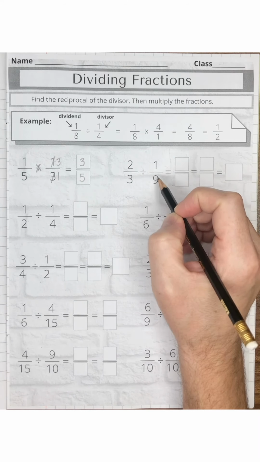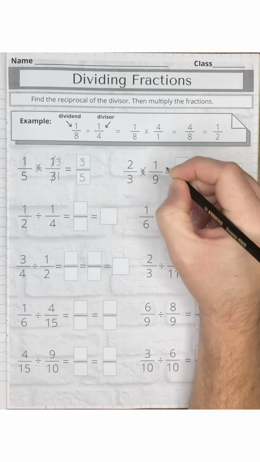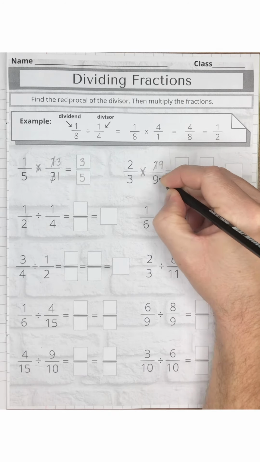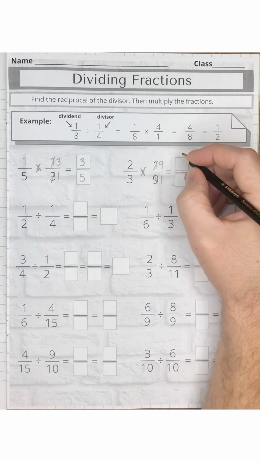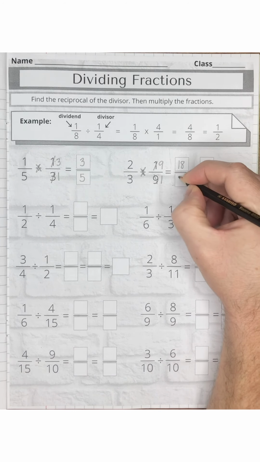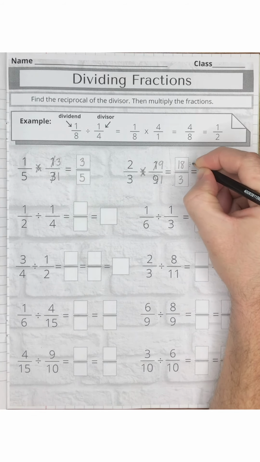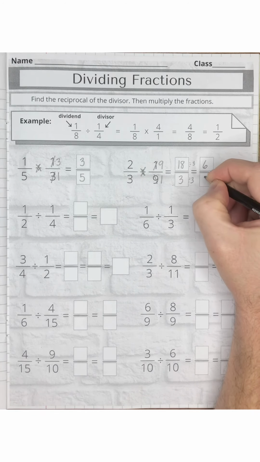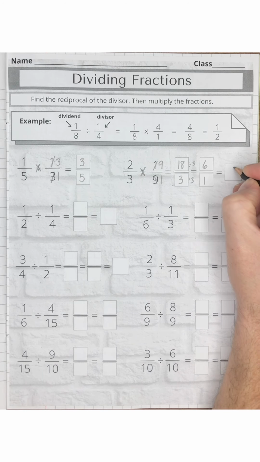2/3 divided by 1/9. First, change the symbol to multiplication. Then, find the reciprocal. 9 goes to the top, 1 goes to the bottom. 2 times 9 is 18. 3 times 1 is 3. To simplify, divide by 3. And we get 6/1. When we have an improper fraction and the denominator is 1, the numerator is a whole number.